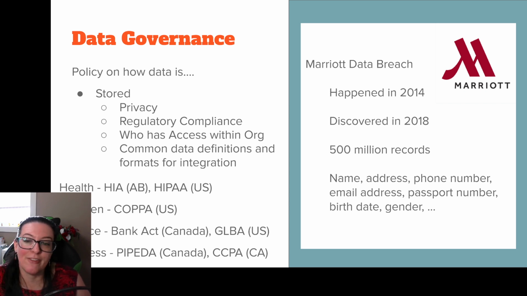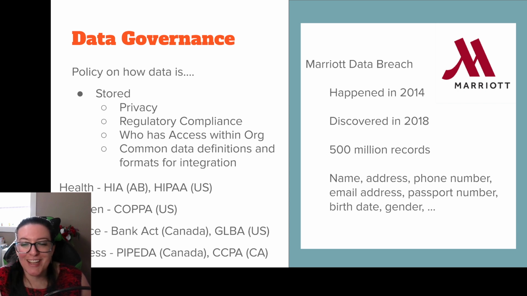The second one that my face is covering is specific to children. So in the US, they have COPPA, which is the Children Online Privacy Protection Act. Canada does not currently, as of the making of this video, have one specific to children's data. But where you're operating, you may have one specific to children as well.